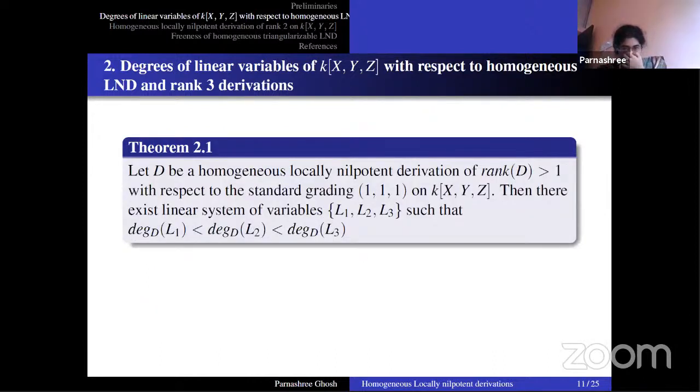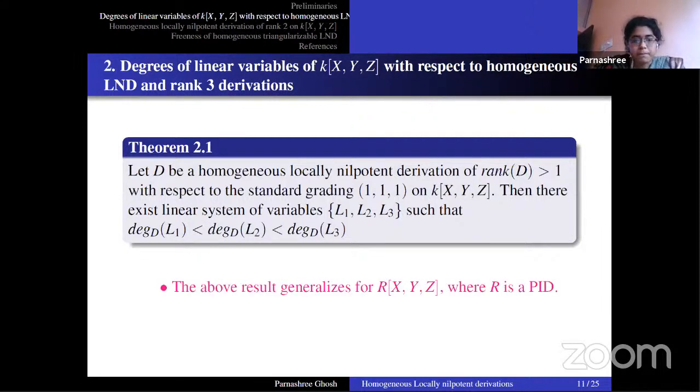Now we state the steps of how we approached the question. First of all, we notice that when D is a homogeneous locally nilpotent derivation with respect to the standard grading and has rank more than 1, then there exists a system of linear variables, say L1 up to L3, such that degree D of L1 is strictly less than degree D of L2, which is strictly less than degree D of L3. Now one can say that for any locally nilpotent derivation on K3, we can always get a system of variables such that this inequality holds. But the important part here is that the variables we are getting are also linear. So this result plays a very important role in our proof.